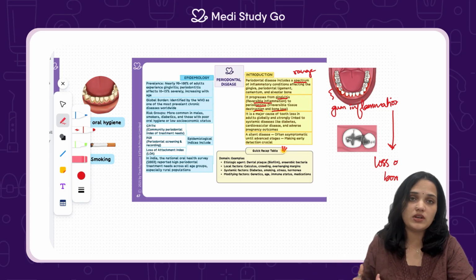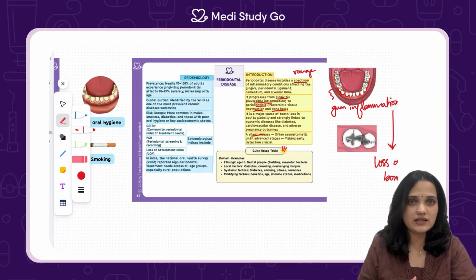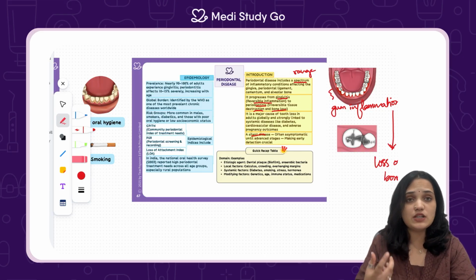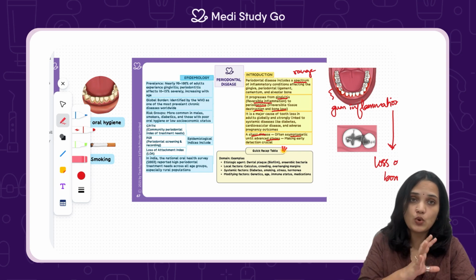Also, one important thing is that this is a silent disease. Now, most patients won't come to you saying that something is wrong. You'll only see it when it's already much progressed.